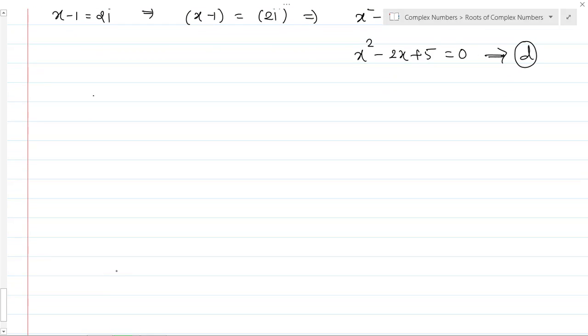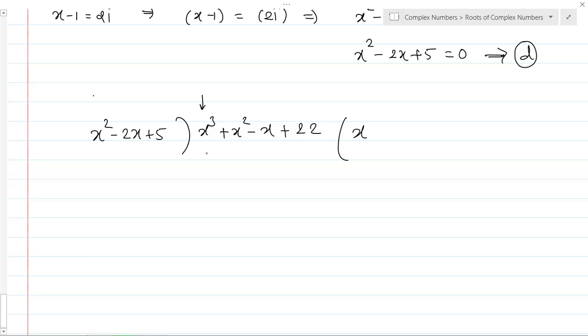So I'll write here x cube plus x square minus x plus 22 divided by x square minus 2x plus 5, and let's see what the answer is. For cancelling this x cube I require only x here, so let's put x here. x square into x becomes x cube, minus 2x into x becomes minus 2x square, and 5 into x becomes plus 5x.